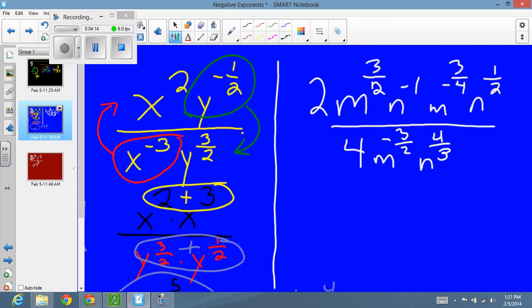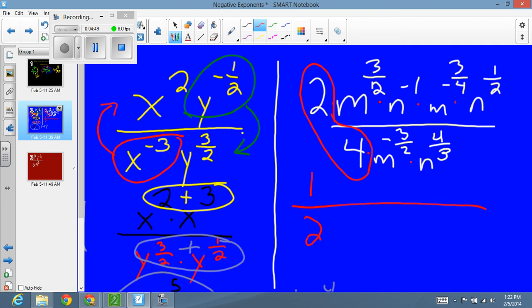Now in our next example, though, it's a little different in that, first of all, we have a couple of coefficients. Now remember that even though there's no multiplication symbols, this stuff is all being multiplied together. So that 2 does not belong to the m to the 3/2. That 2 is its own thing, as is this 4. So when you see any coefficients, you can go ahead and reduce those like you would any other fraction. 2 over 4 would reduce to 1 over 2.